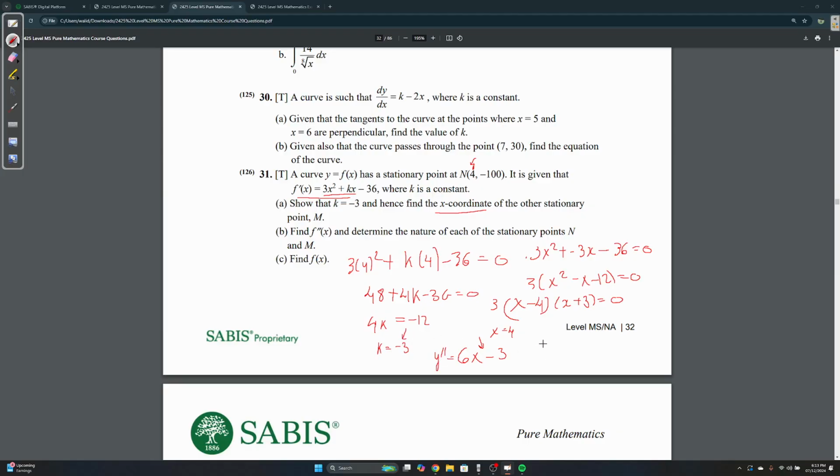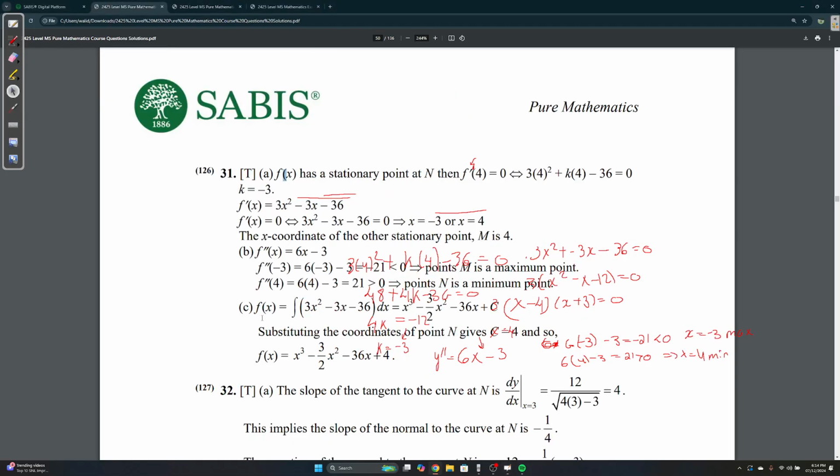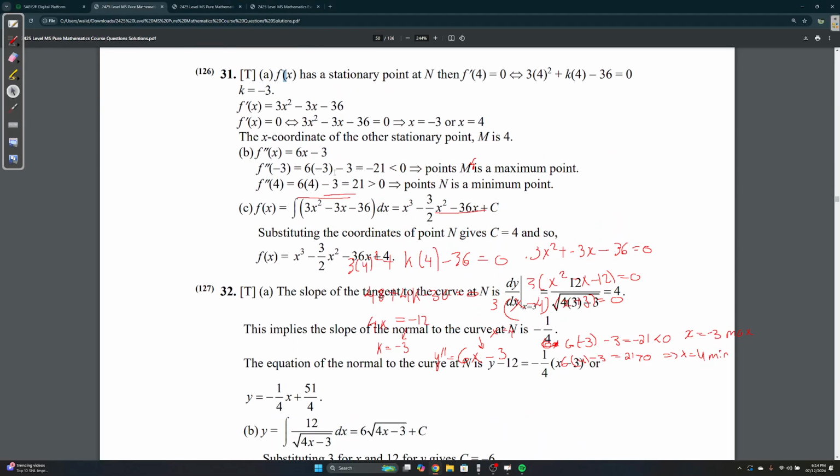We substitute each one. At negative 3, it's 6 times negative 3 minus 3, which is equal to minus 21, which is less than 0. So x equals minus 3 is a maximum. And then substitute 4. 6 times 4 minus 3 is equal to 21, positive, which is greater than 0. So x equals 4 is a minimum. So minus 3 is the maximum, 4 is the minimum.